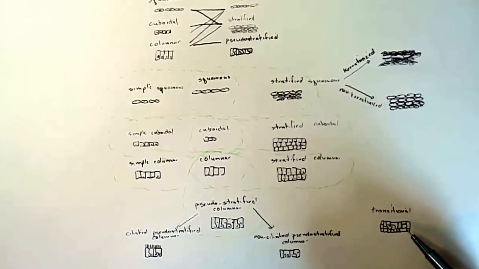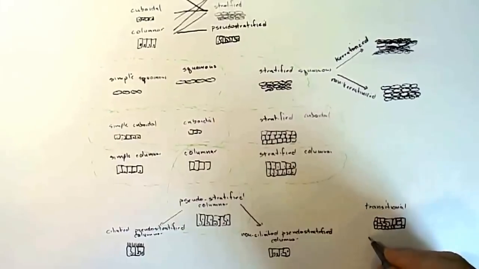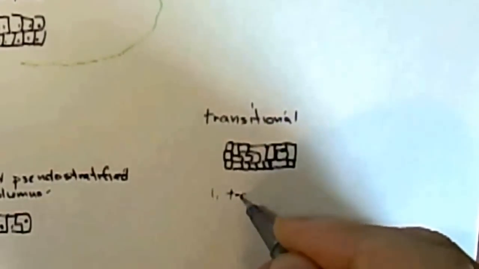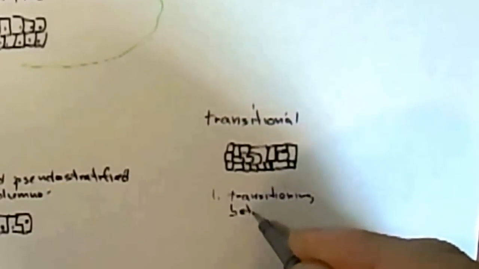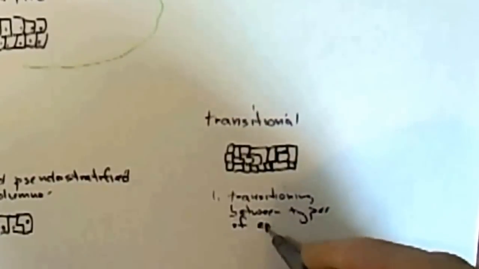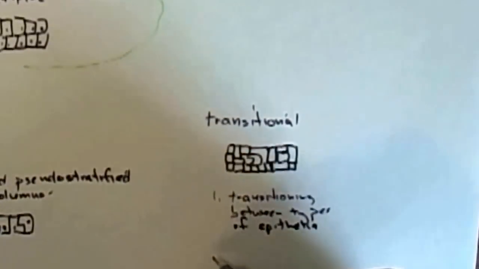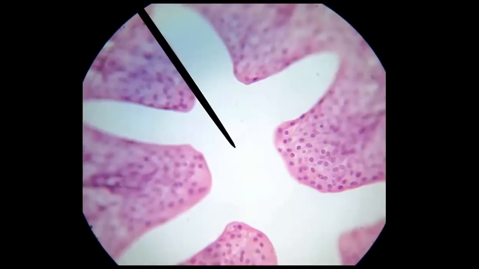The other place you use a transitional epithelia is in the bladder. So the two places you use transitional is transitioning between types of epithelia. And the other classic example is the bladder. So this is an example of transitional. So all of this around here, the whole layer, all of these cells in here are transitional epithelia. We see it over here. The whole thing is transitional epithelia.